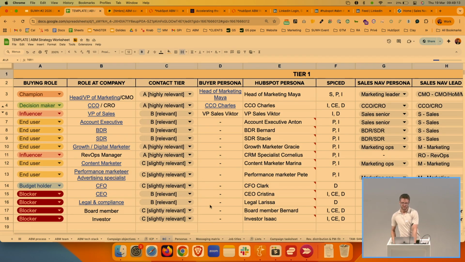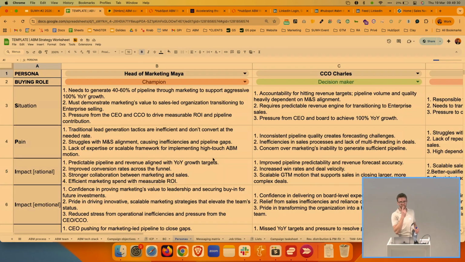The buying committee. This is when we speak about multi-threading. So who are the most predominant people that we want to go after when we run a motion? And we usually tier them. In contact tier A are the most important personas. And for those personas, we use the SPICED methodology from Revenue Architects to really nail what it is that they are going after. So we want to know what pain they are experiencing and what is the impact that our solution in the end can provide.